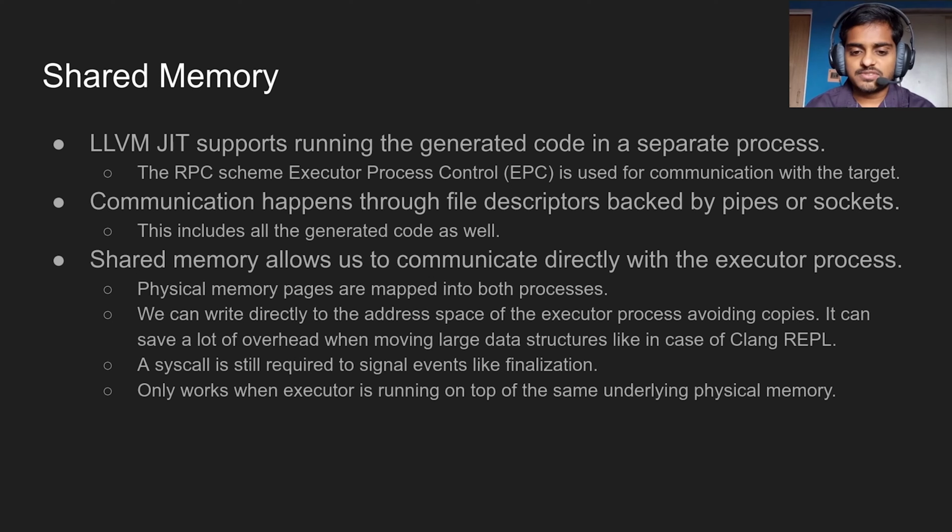A better way to transfer the code is through the use of operating system based shared memory APIs. We can map shared memory pages into the address space of both the processes. Now the JIT can directly write to the address space of the executor process, avoiding unnecessary copies of the generated code. This reduces the number of RPC round trips that we need and the amount of system calls we need to make. It is also great for use cases where you need to transfer large data structures or huge amounts of code.